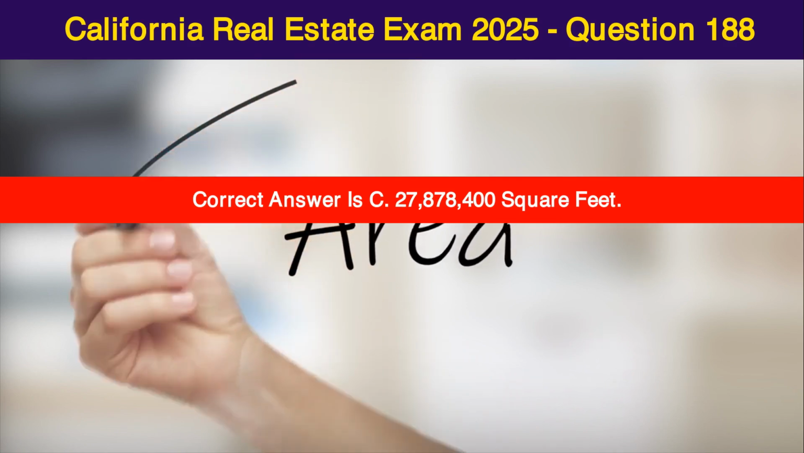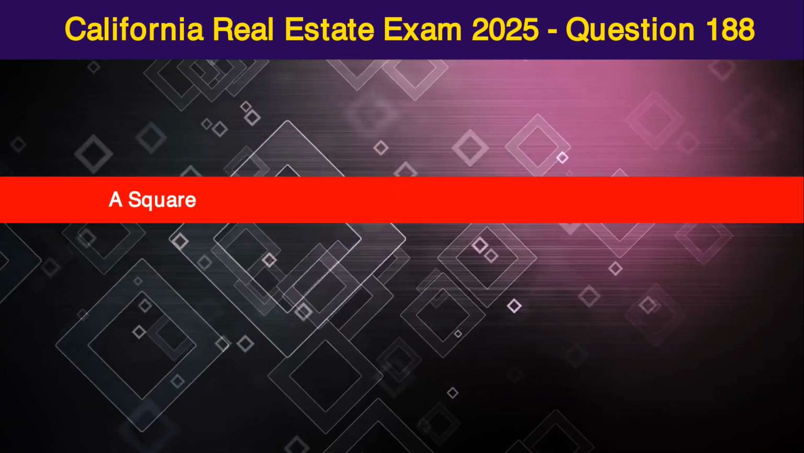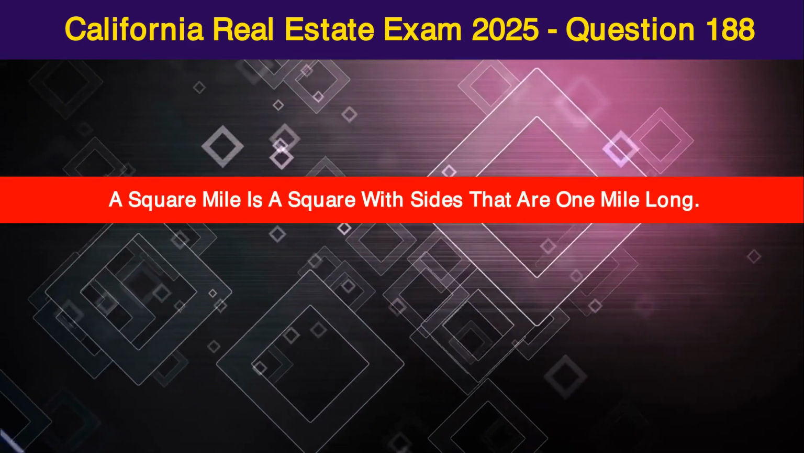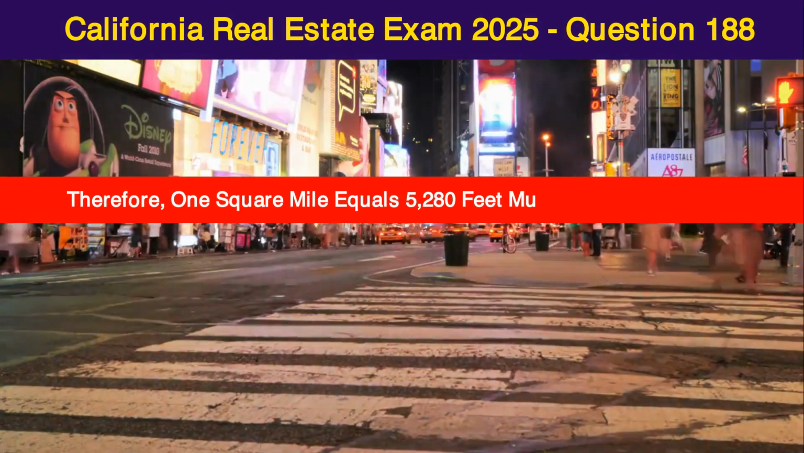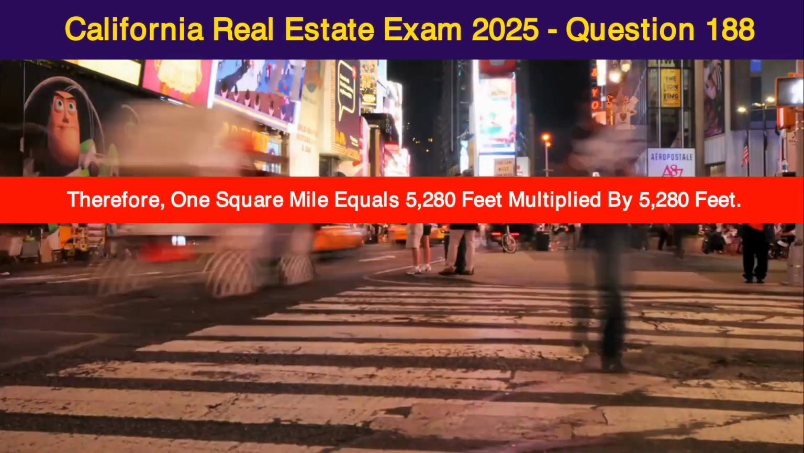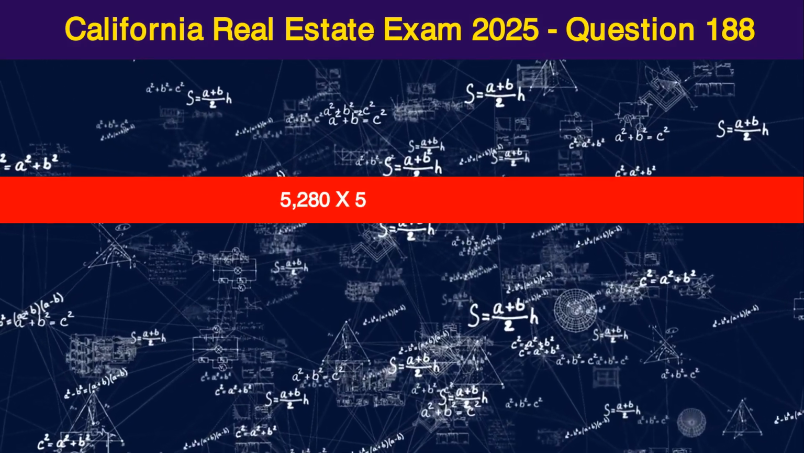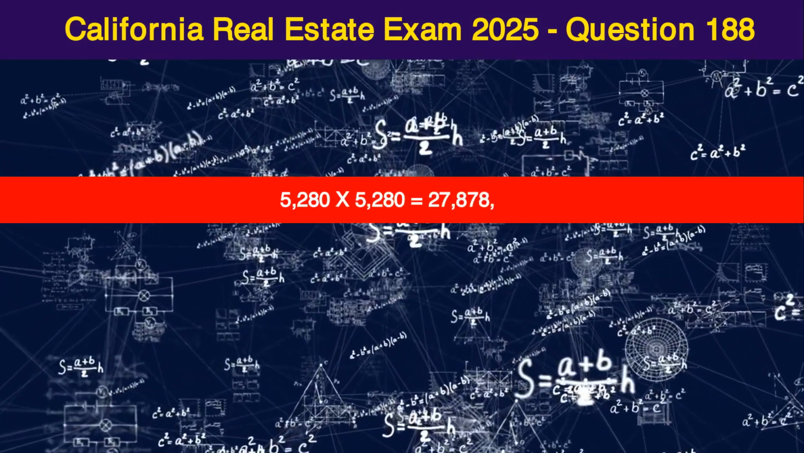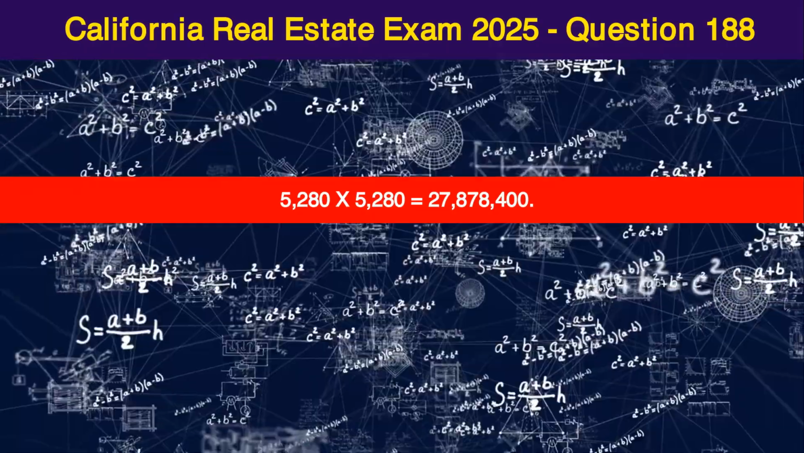27,878,400 square feet. One mile equals 5,280 feet. A square mile is a square with sides that are 1 mile long. Therefore, one square mile equals 5,280 feet multiplied by 5,280 feet. 5,280 times 5,280 equals 27,878,400.